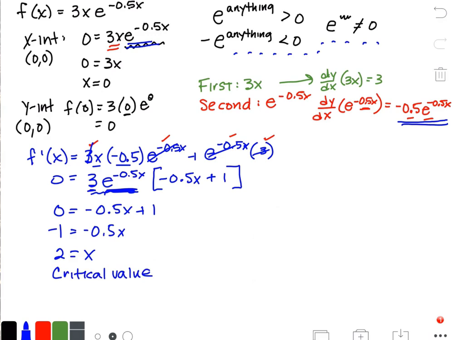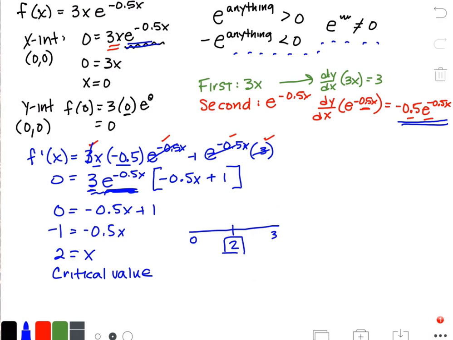So now that we have our critical value, what we want to do is mark that off on a number line and do some testing around it. So there's my critical value. And now I want to test on either side of that critical value to determine if the function is increasing or decreasing. So on the left, I'll test 0, and on the right, I'll test 3.